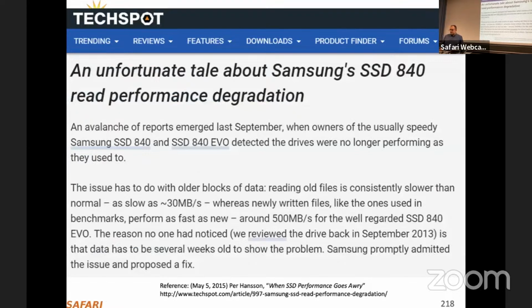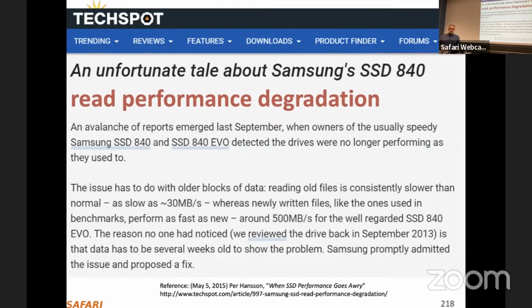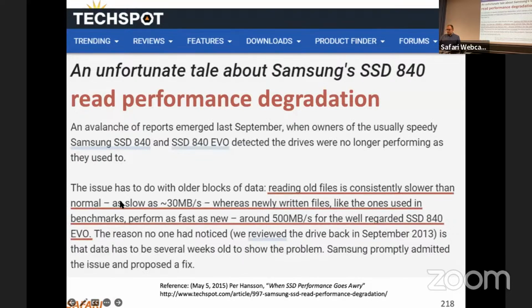This is a very interesting slide, a report from one of the Samsung SSDs. I also talked about it yesterday. It's actually an unfortunate tale about Samsung SSDs. It's not only about Samsung; all SSDs have that problem because of read performance degradation. You can see that reading old files is consistently slower than normal, as slow as 30 megabytes per second, whereas newly written files you can read at 500 megabytes per second. So essentially you can observe one order of magnitude less throughput when your device is old.